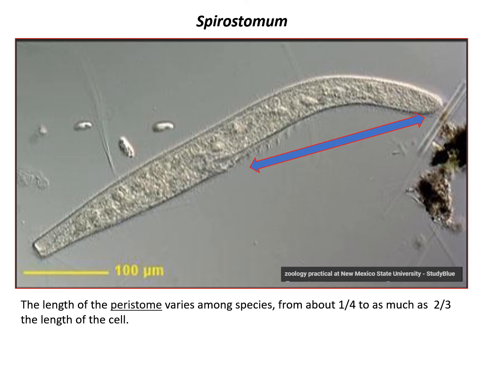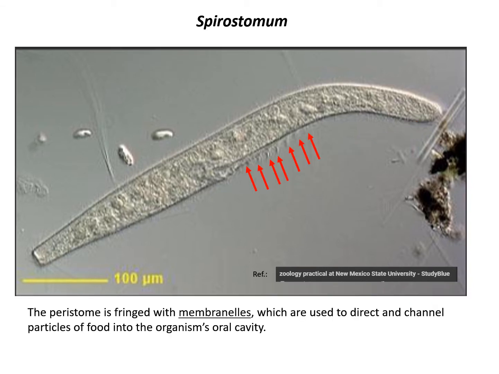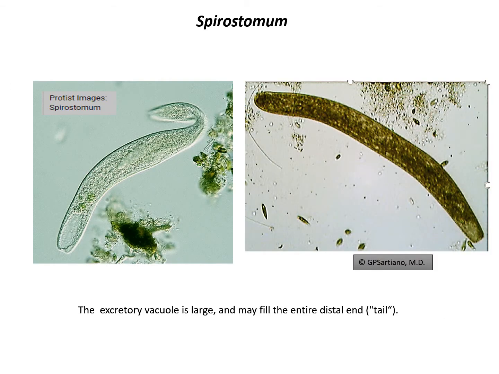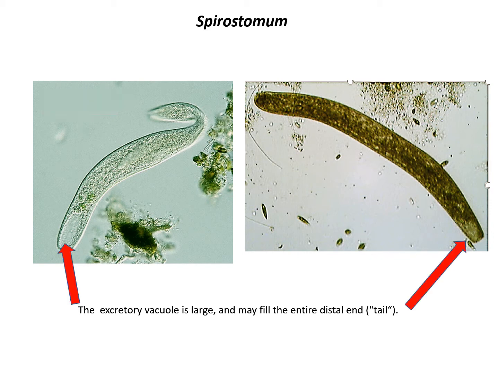The length of the peristome varies among species, from about 1/4 to as much as 2/3 the length of the cell. The peristome is fringed with membranelles, which are used to direct and channel particles of food into the organism's oral cavity. The excretory vacuole is large and may fill the entire distal end or tail of the organism's body.